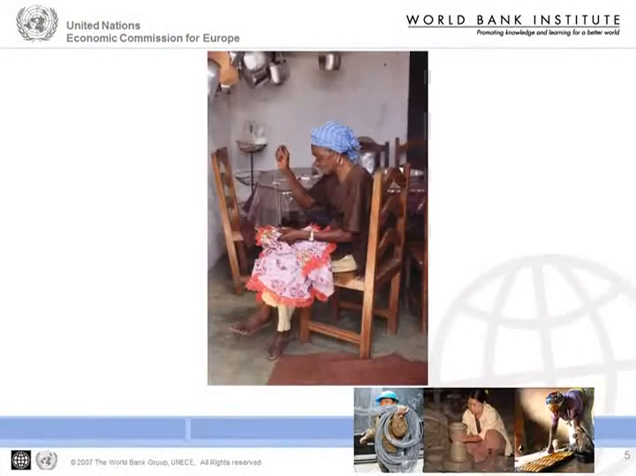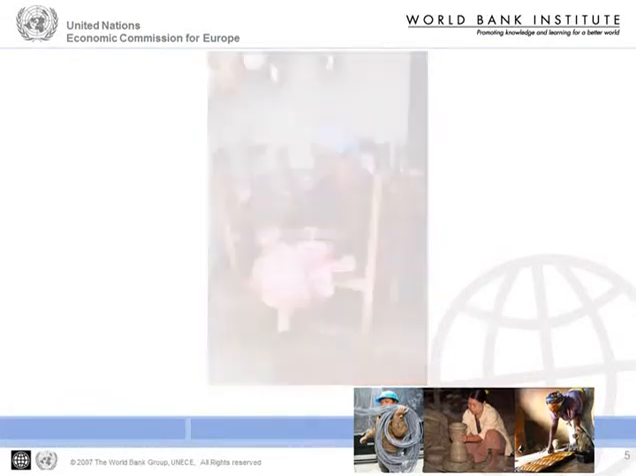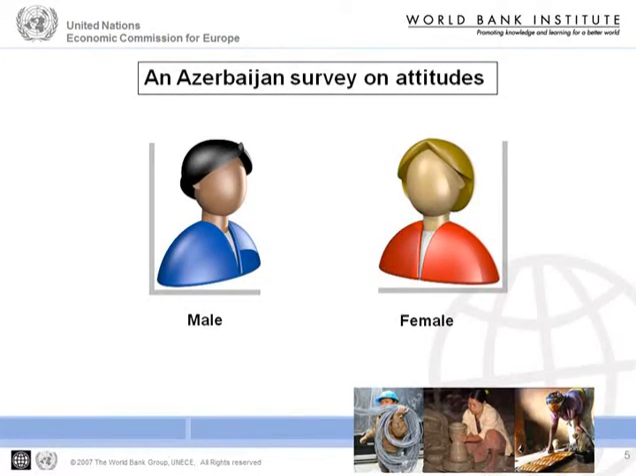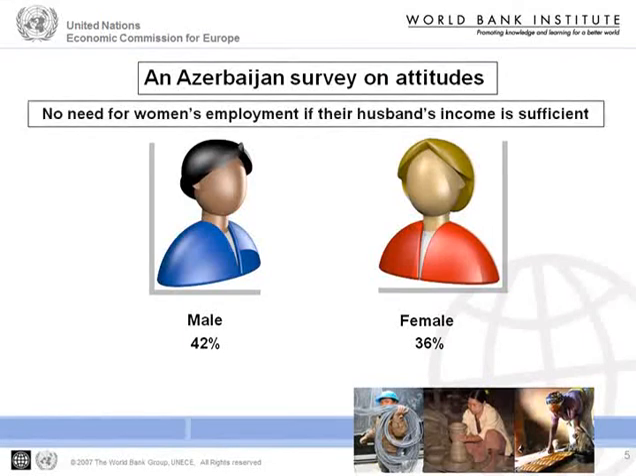These barriers may be imposed by social and educational conditioning, hindering competitiveness to allow women to work on an equal footing to men. An Azerbaijan survey on attitudes regarding gender roles illustrates these points quite clearly. About 36% of women and 42% of men stated that there is no need for women's employment if their husband's income is sufficient.